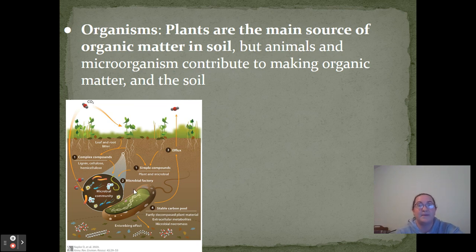Organisms are a huge impact as to how plants start growing. The nutrients. This helps get our organic materials for the soil. So plants are the main source of the organic matter in soil. Animals do take up microorganisms, but plants are the biggest ones.